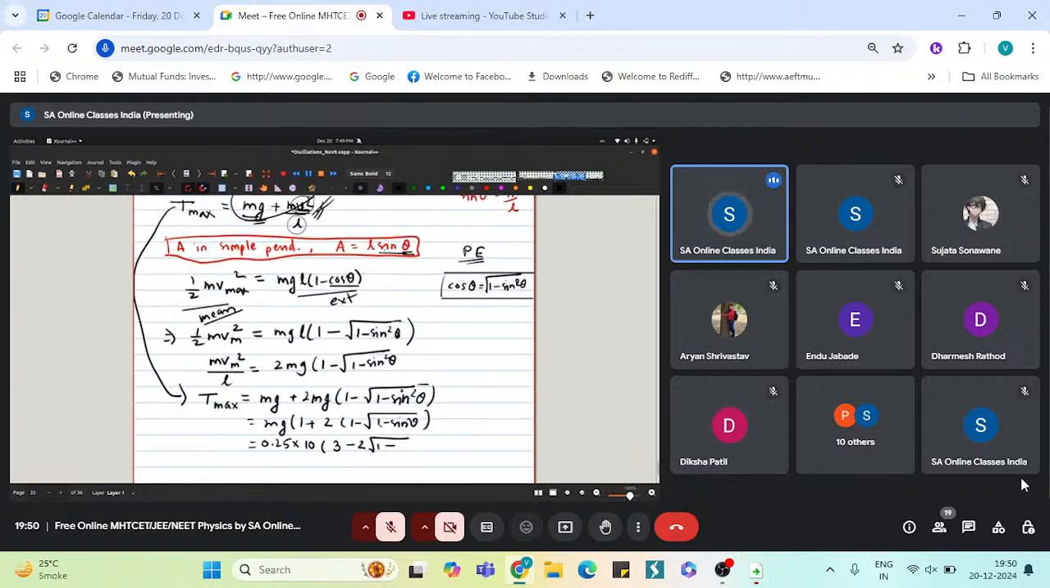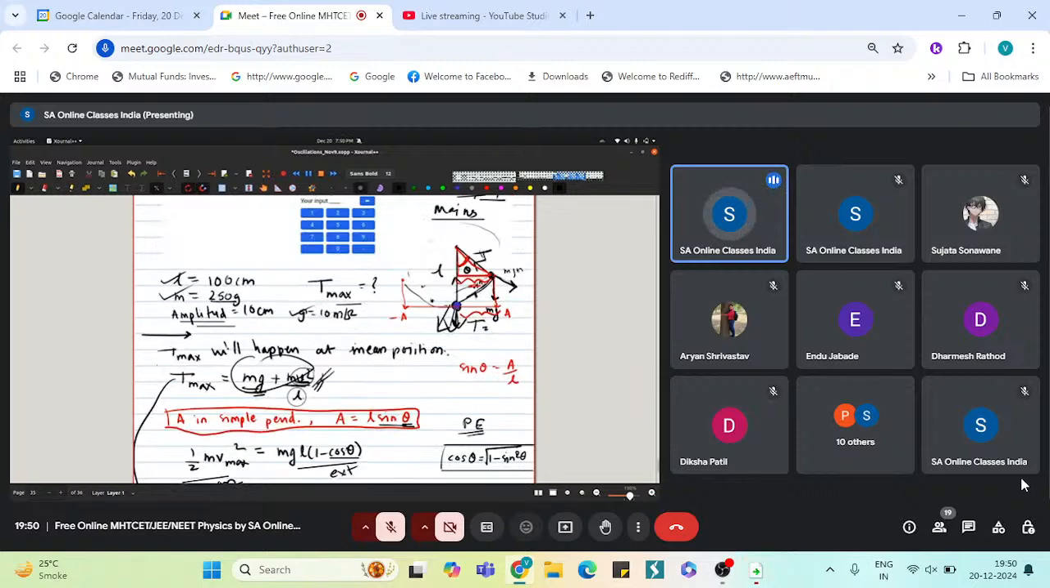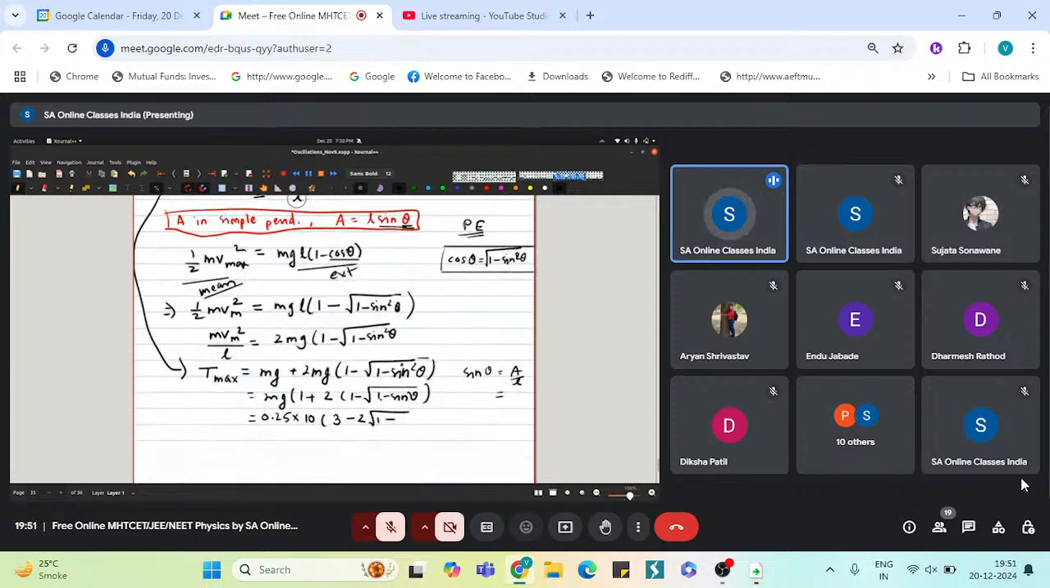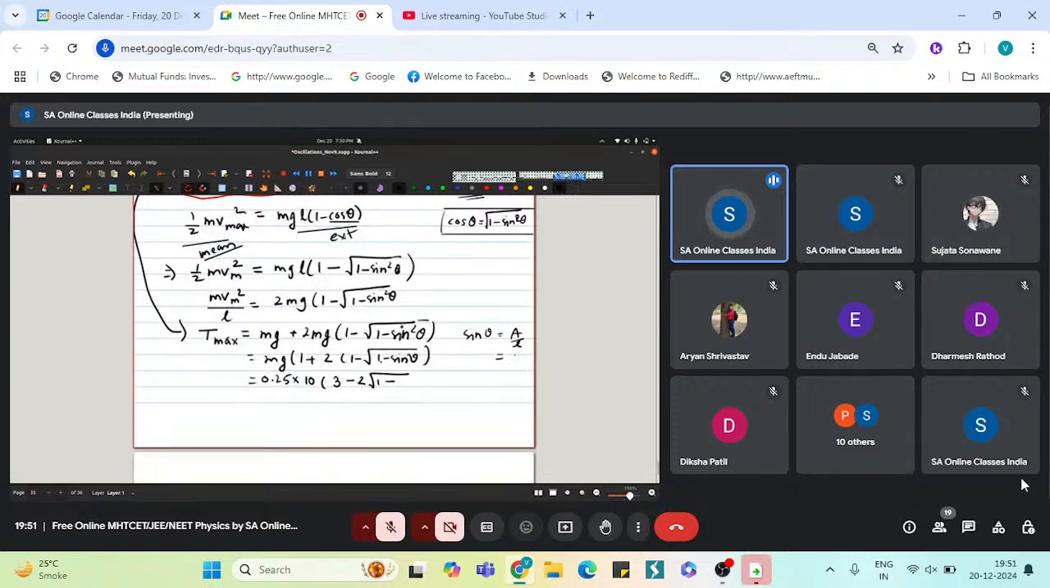Sine theta we have figured out is equal to a upon L, and a is given to be 10 centimeter and L is given to be 100 centimeter. So now you see why we kept this thing: the 10 centimeter upon 100 centimeter will just happen, and then the centimeter will go. You don't need to remove those things. So this is just 1 upon 10, and then we need the square here, so 1 upon 100. So this will just be 2.5 into 3 minus 2 into root of 1 minus 1 upon 100.